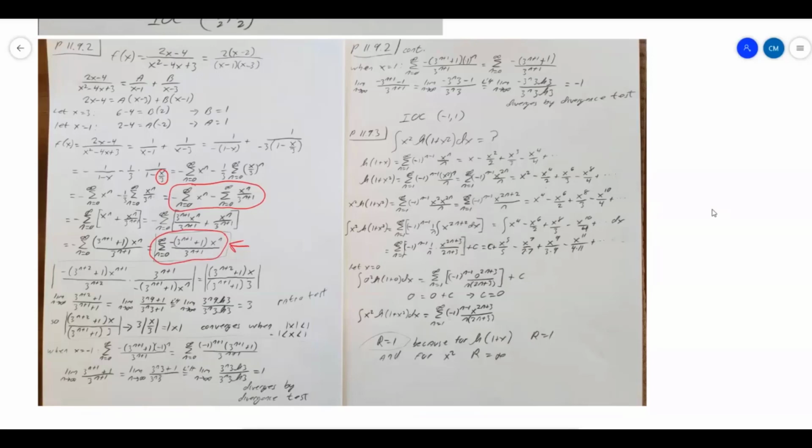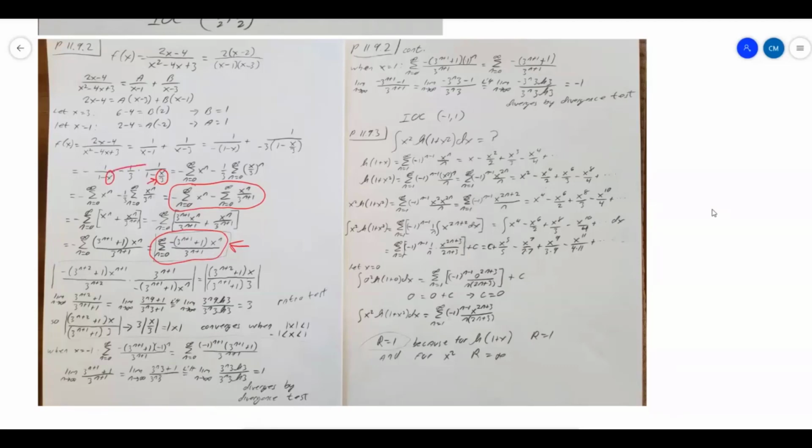Again, the ratio test is not necessary here because we know what the conditions for convergence are. So all we really need to do is just look at this here and then this here. Those two things are going to tell us what the radii of convergence are, I guess.